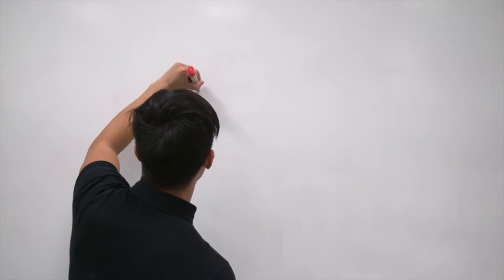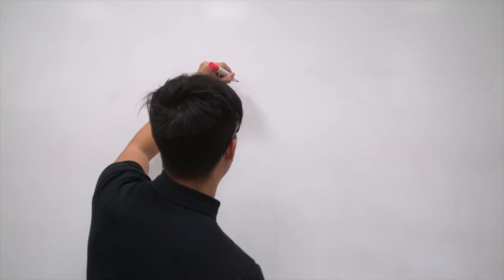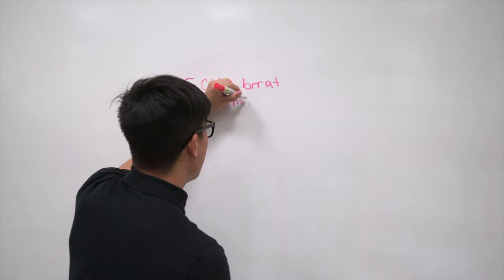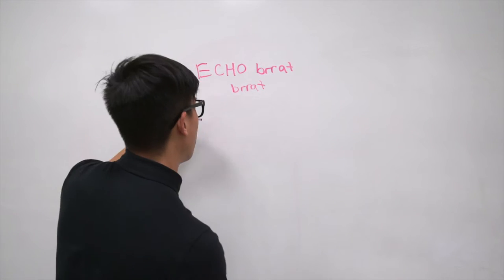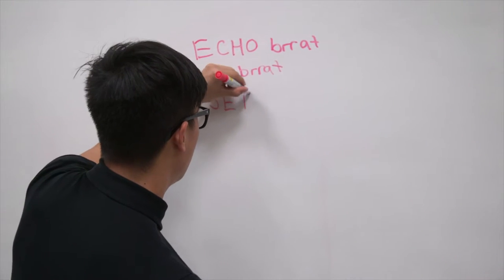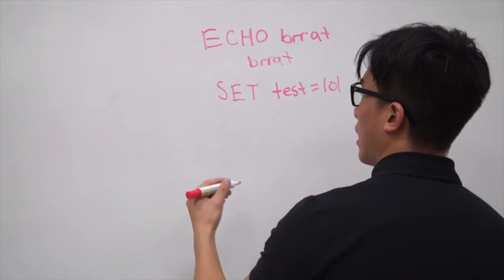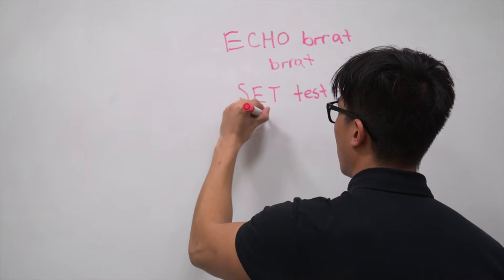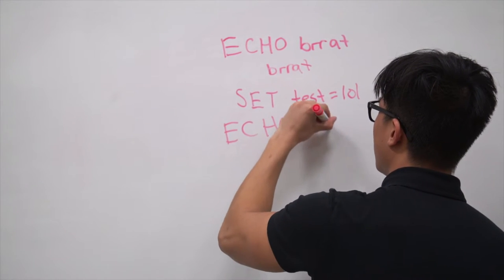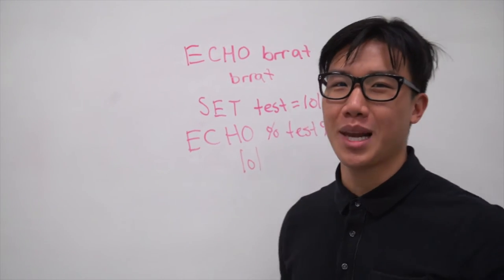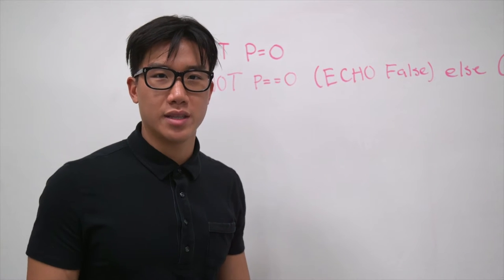Whenever you want to print a statement, you have to use echo. So you write echo, and in this case I want to print brat. The output would give me brat. To do this with a variable, you have to set one first. We are going to use set test equals lol. Then you do echo %test%, and the output of this would be lol.